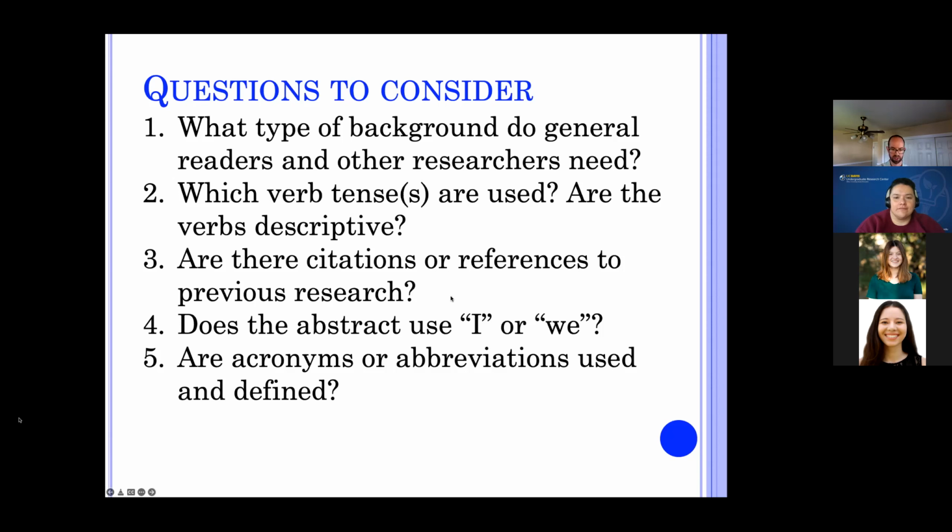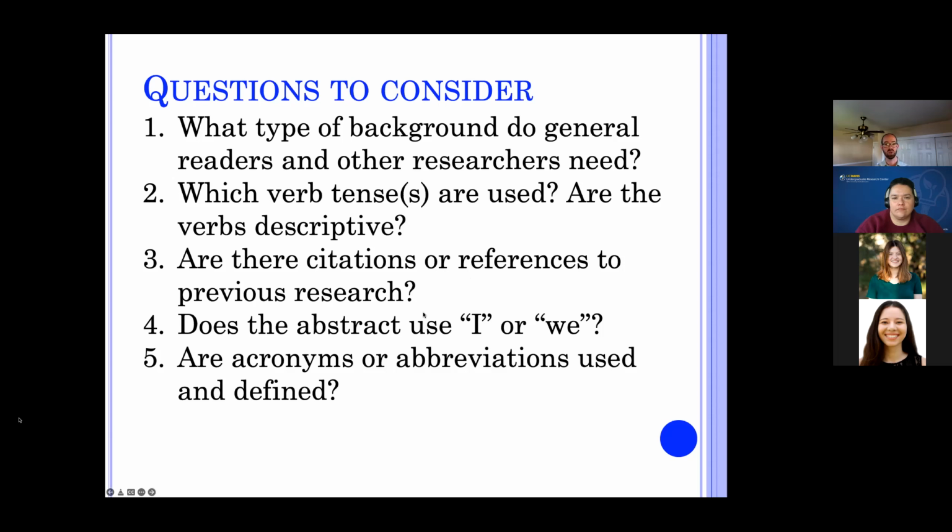Are there citations or references to previous research? You're not going to be including citations for this one, but you still want to make it clear to the audience that what you're proposing in your abstract is grounded in reality, in academic contexts. And so having just some references that make it clear that you know what you're talking about is important.